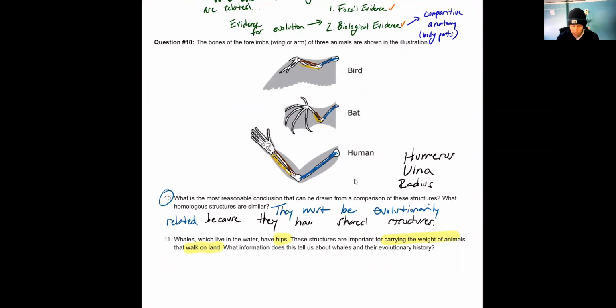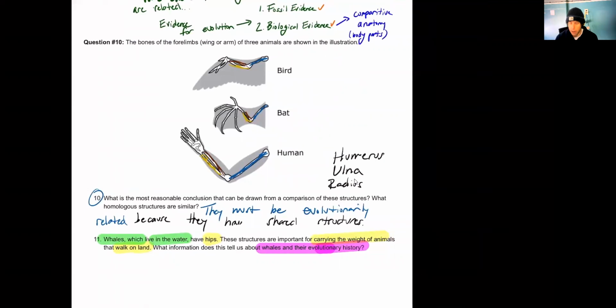What is this animal we're talking about? Oh yeah, whales. And we know that they live in the water. They do not walk on the land. So what information would this tell us about whales and their evolutionary history?